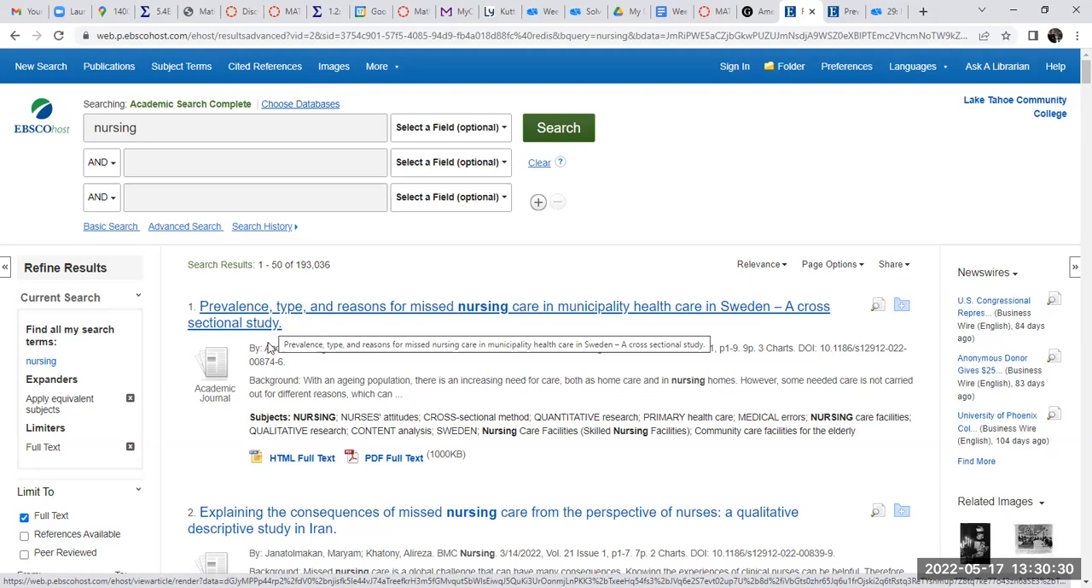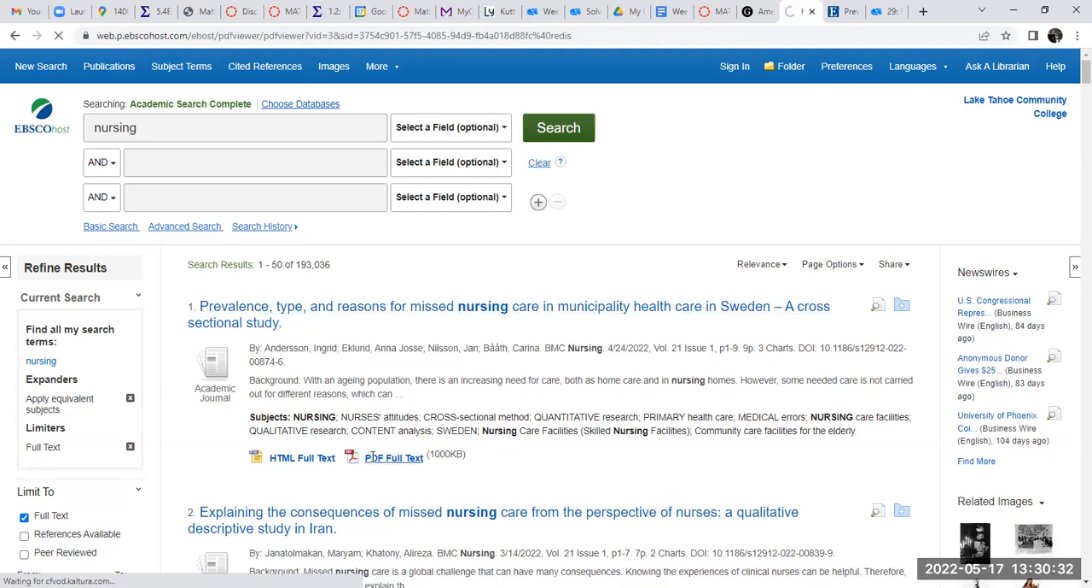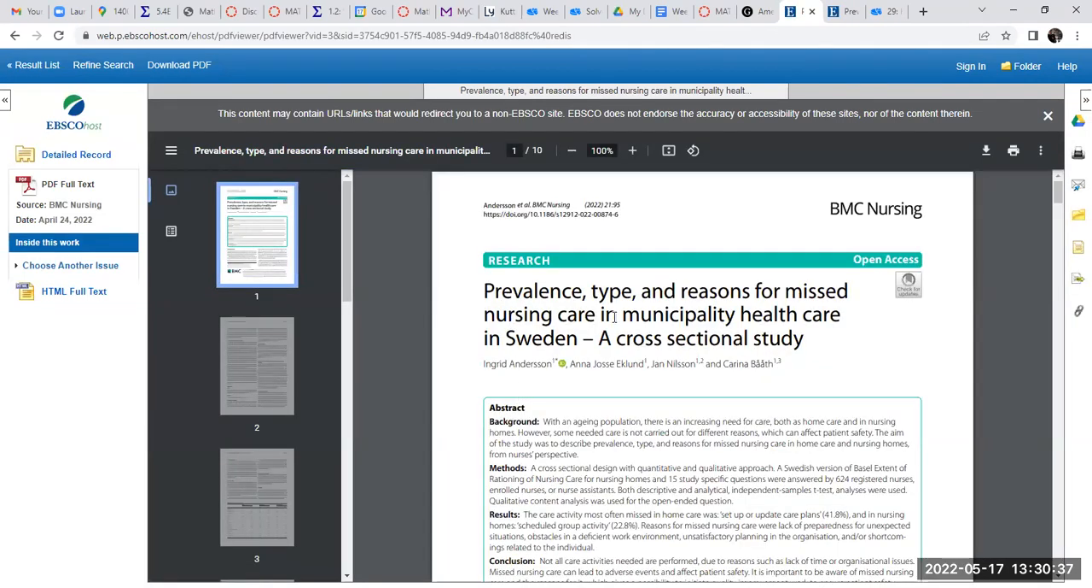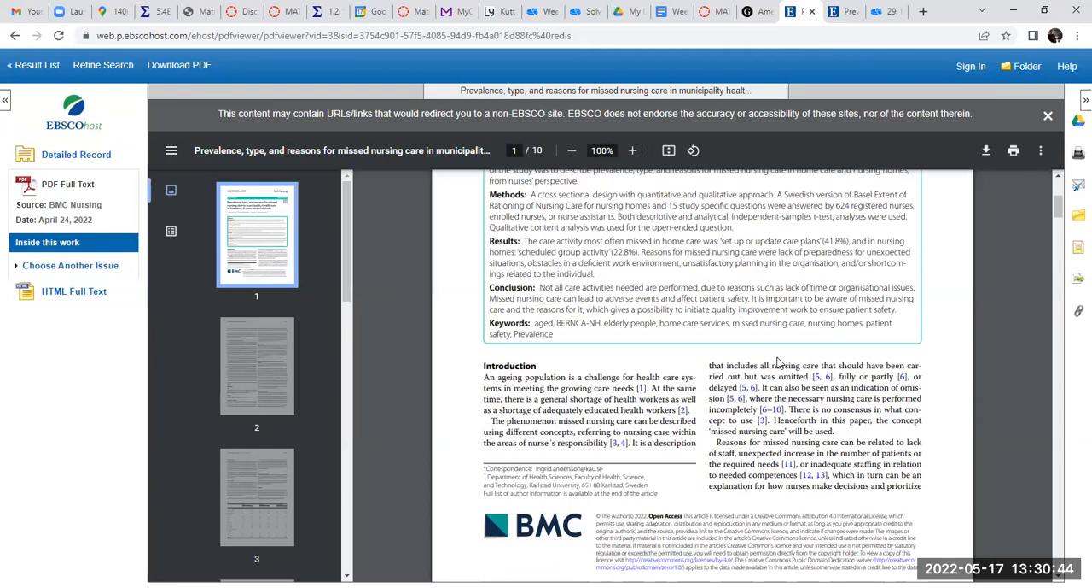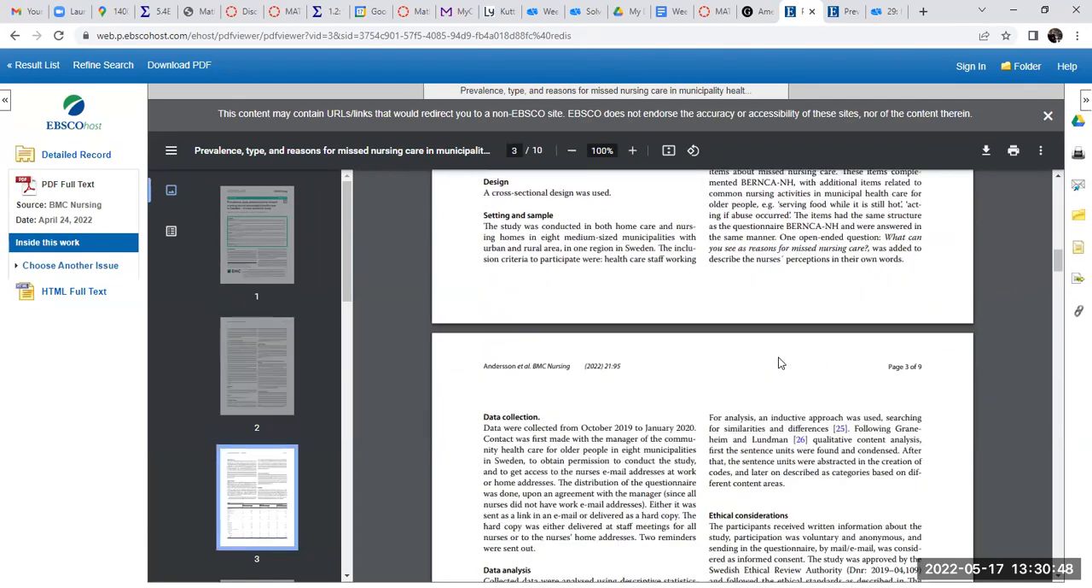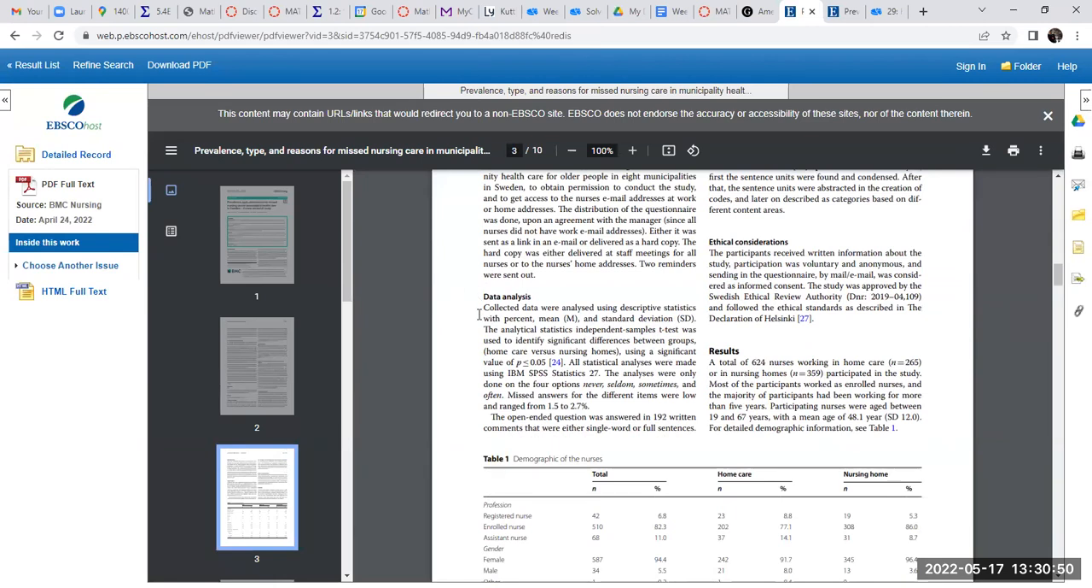So if I click on this, I'm just randomly grabbing one. I click full PDF text. Prevalence, type, and reasons for missed nursing care in municipality healthcare in Sweden, a cross-sectional study. And if I read through this, under data analysis, see anything important? The p-values, right, is there.